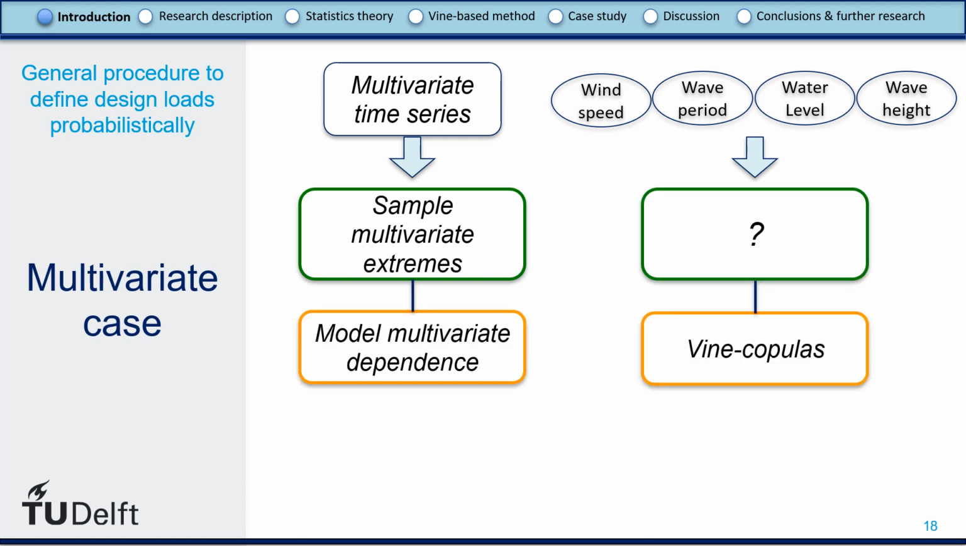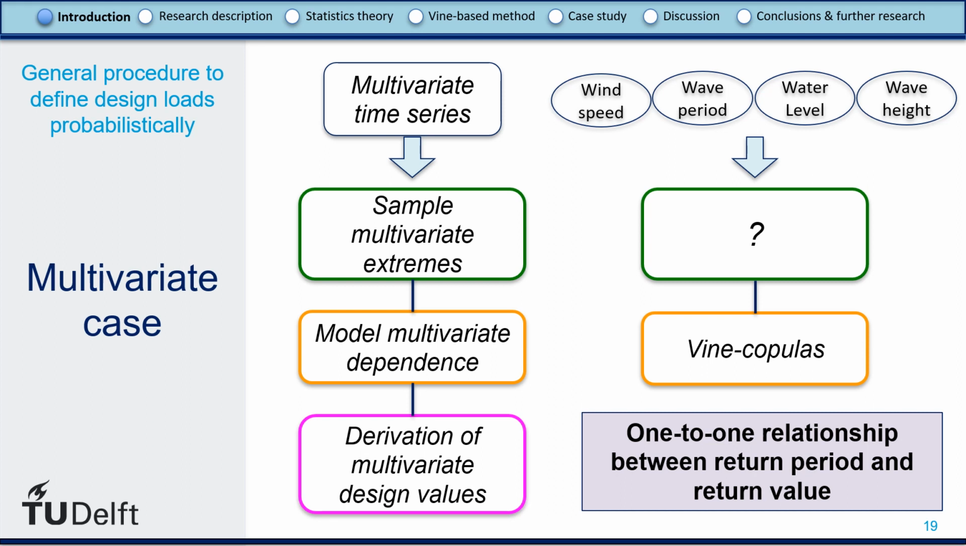The next step in the multivariate setting is to model the dependence between these four design variables. And for that, we need a multivariate probability distribution. In here, we choose to study the suitability of vine copulas. I will come back to the vine copulas and their characteristics later in this presentation. The one-to-one relationship between return period and return value does not hold in higher dimensions.